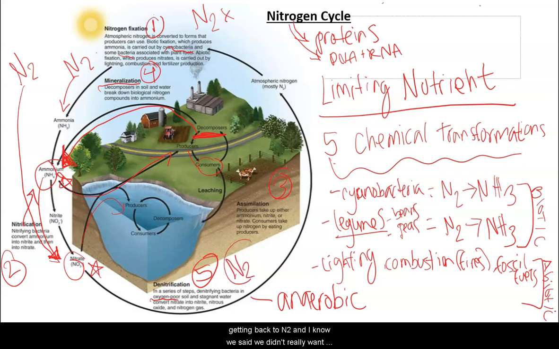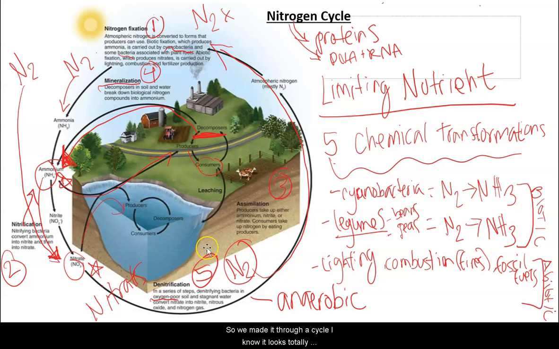So now we're getting back to N2. And I know we said we didn't really want N2, but once the denitrifying bacteria create that N2, it cycles all the way back into the air. So we've gone through all these crazy loops and turns just to get the denitrifying bacteria to grab some of the usable nitrogen in the form of nitrates and turn it back into the unusable form of nitrogen, the gaseous form, so that the cycle can continue on and on and on.